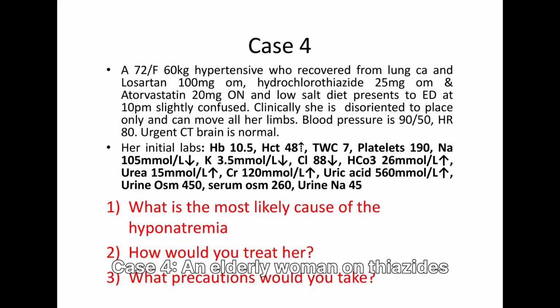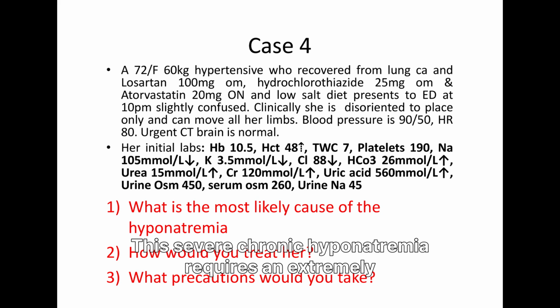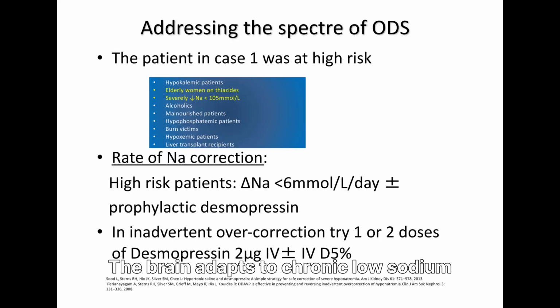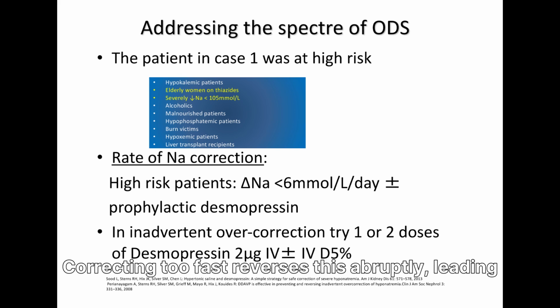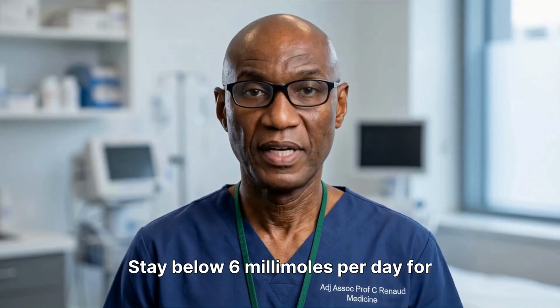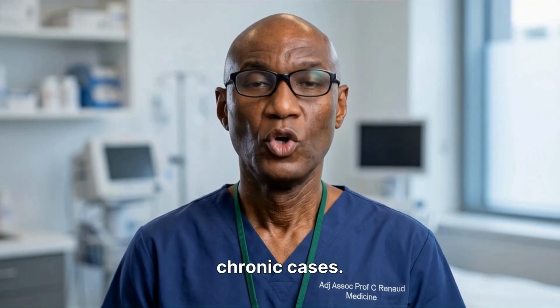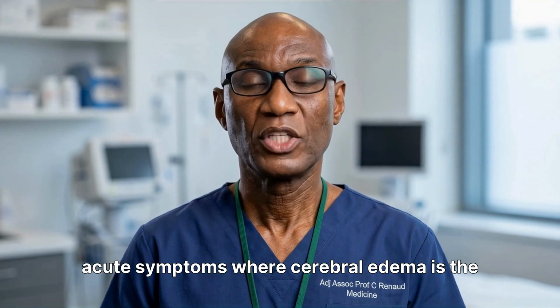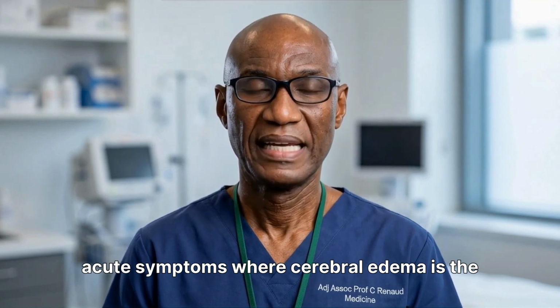Case 4. An elderly woman on thiazides presenting with a sodium of 105. This severe chronic hyponatremia requires an extremely slow rate of correction. The brain adapts to chronic low sodium by shedding osmolytes. Correcting too fast reverses this abruptly, leading to the specter of osmotic demyelination syndrome. Stay below 6 millimoles per day for chronic cases. Rapid correction is reserved only for severe acute symptoms where cerebral edema is the threat.